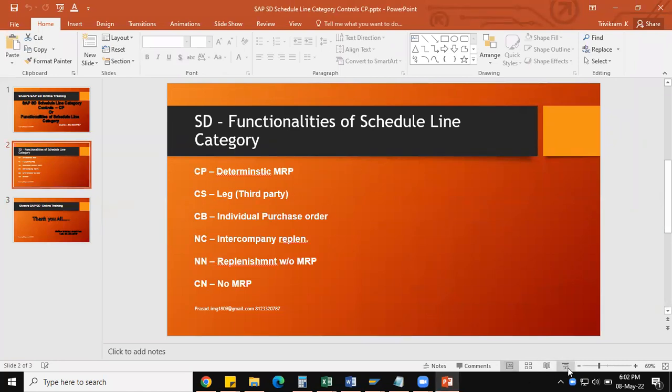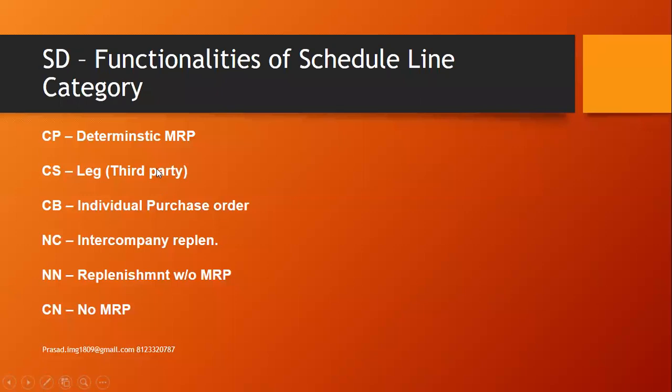We all know there are multiple schedule line categories available in the system. CP deterministic MRP, which we have seen, CS third party scenario, CB individual purchase order, NC intercompany replenishment, NN replenishment without MRP, and CN no MRP.